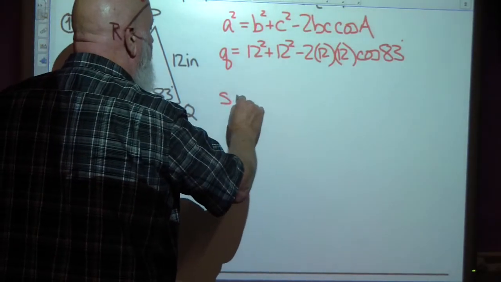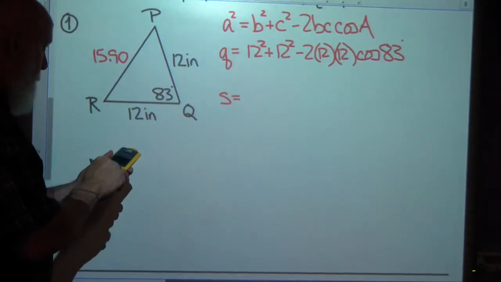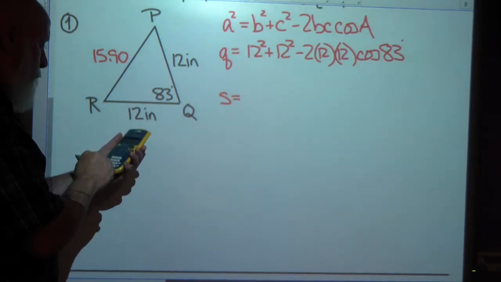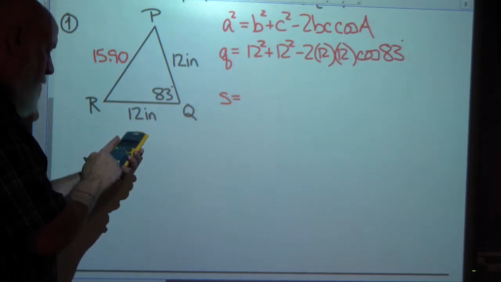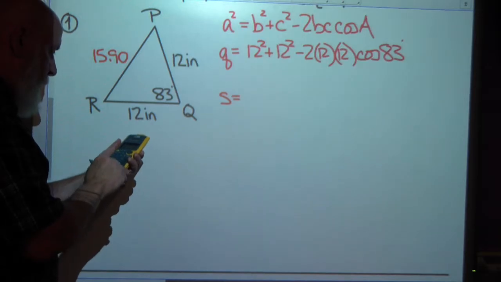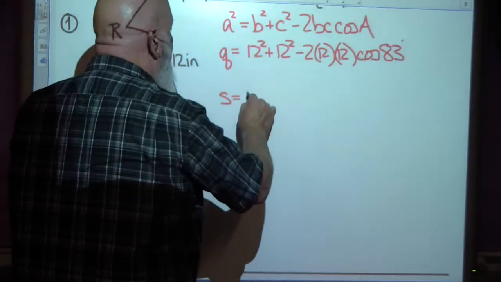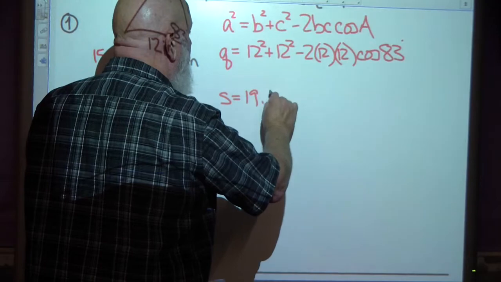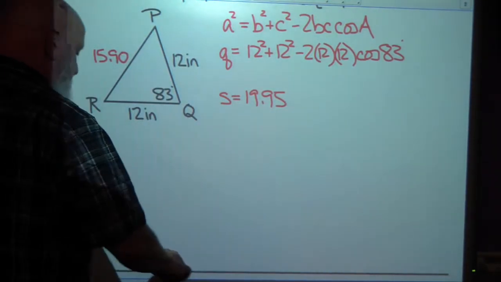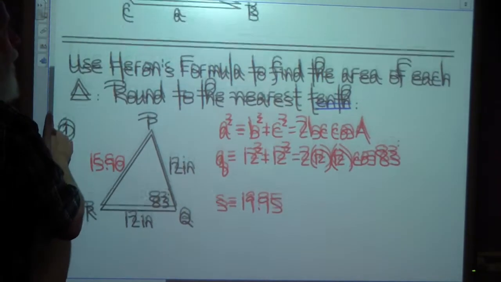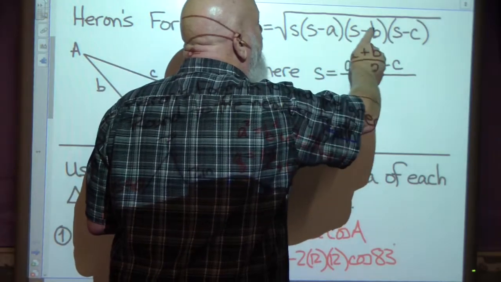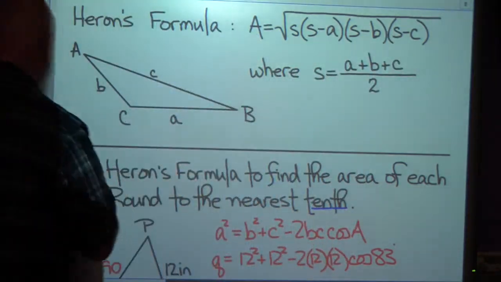S is 15.9 plus 12 plus 12. And I'll take half of that. 19.95. And all I got to do now is plug that 19.95 in here, here, here, and here, and plug my sides in here, and try not to make a mistake.